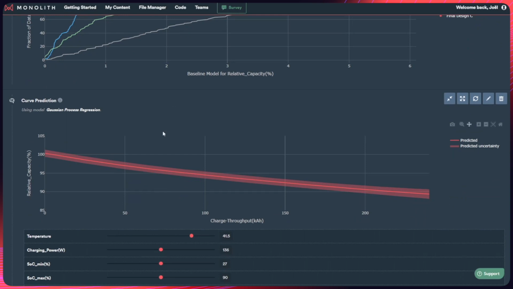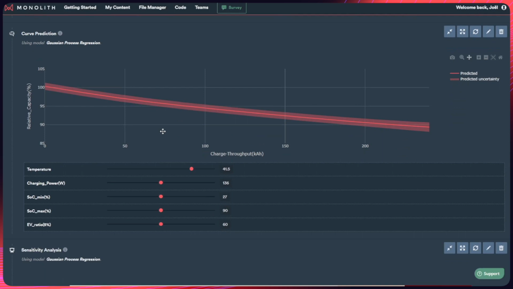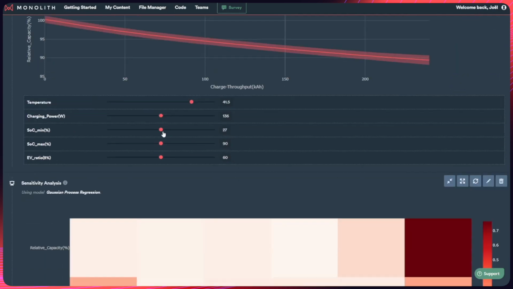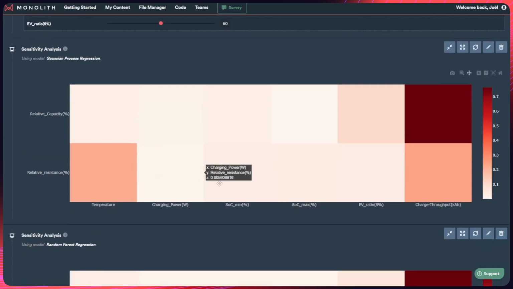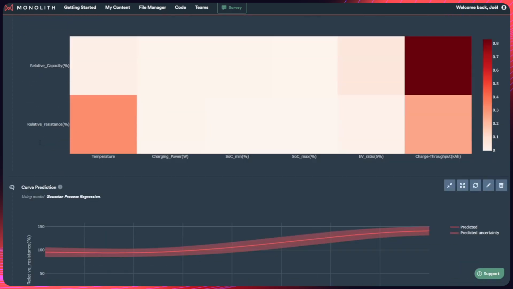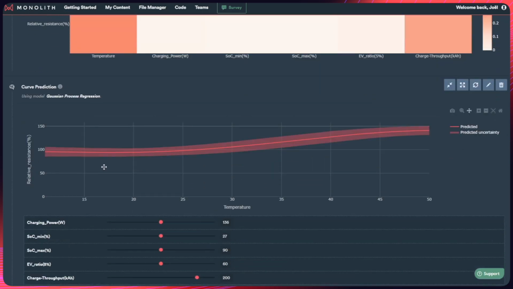Then this model was used to make some predictions. And here, for example, we're predicting aging curves ahead of time for certain operating conditions. Then we've looked at the impact of different input parameters on the outputs, on the relative capacity and the relative resistance of the battery. We've also looked more in details at these impacts. And here, for example, we can see how the operating temperature impacts the relative resistance as it increases.